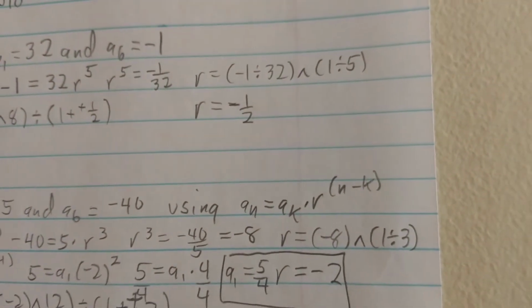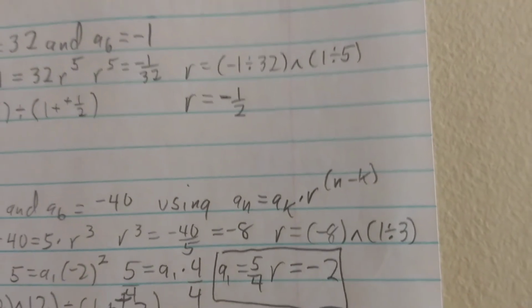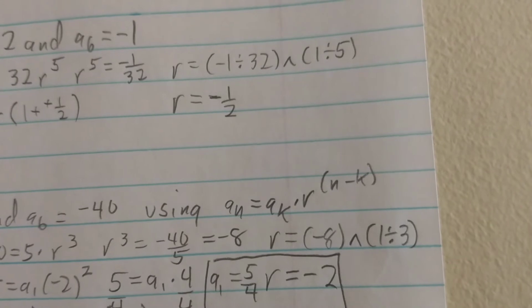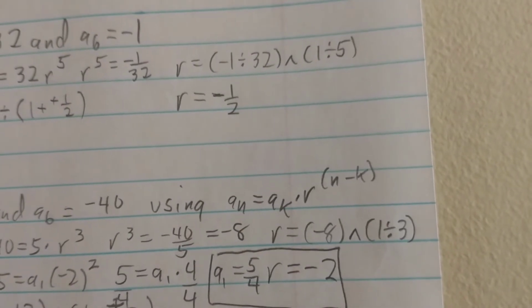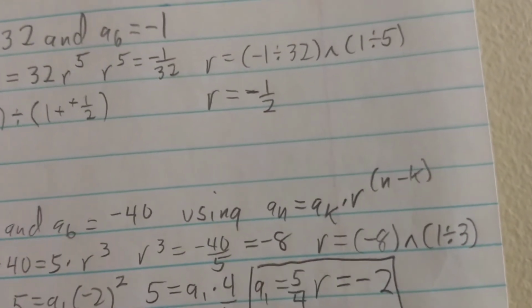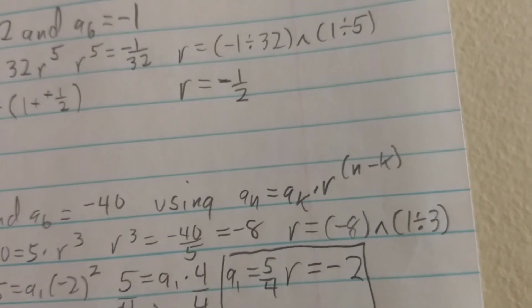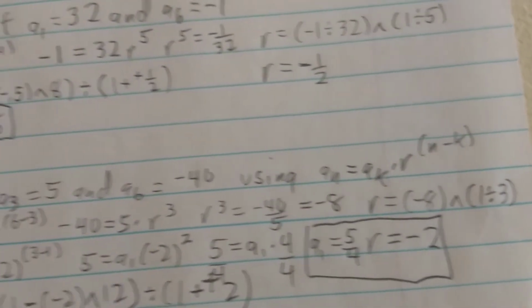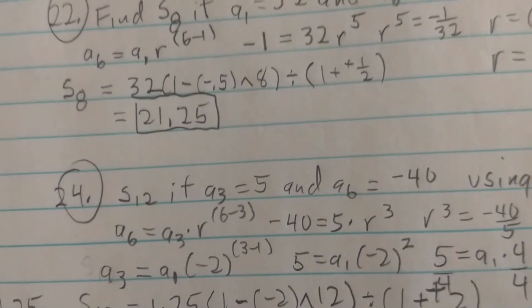Now, the only way to do this on the calculator is left parentheses, negative 1 divided by 32, right parentheses, power, left parentheses, 1 divided by 5, right parentheses. And your calculator should say negative 0.5, which of course is negative 1/2. Now you have to do it just like that. So now we can get what we wanted.